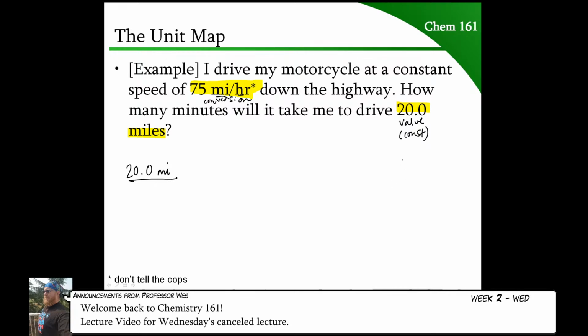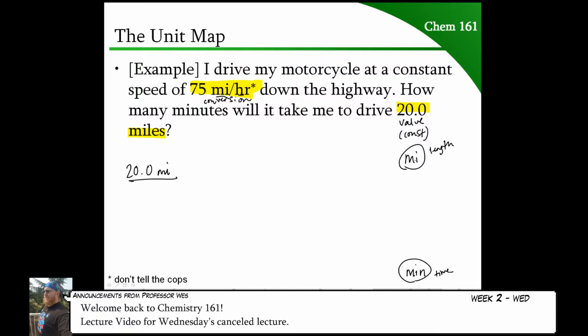Now let's write out our unit map. So I'm going to start with miles, and I want to get to minutes. That's my goal. Now, miles is a length, and minutes is a time. These are different dimensions, right? So I need a conversion factor to convert between dimensions because there's no standard for length and time.